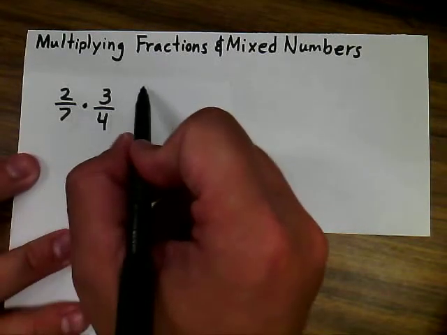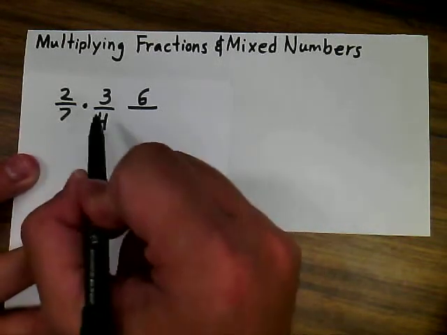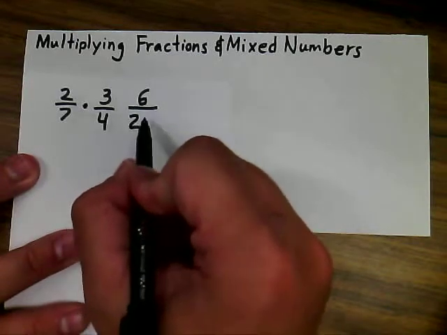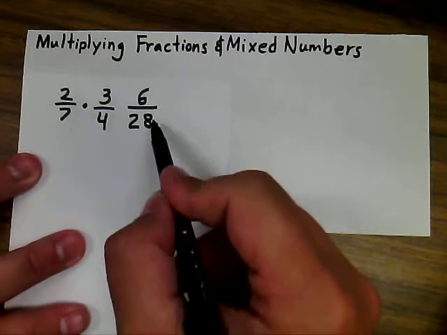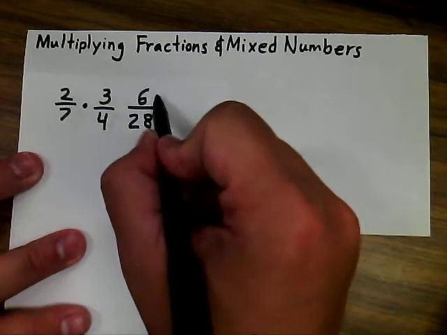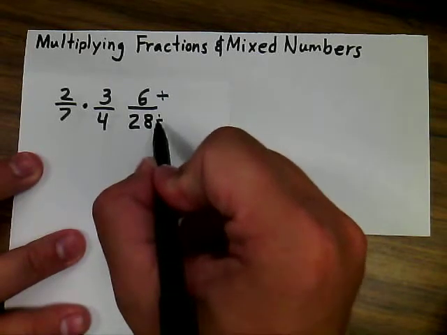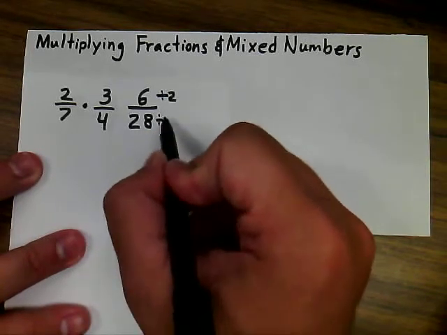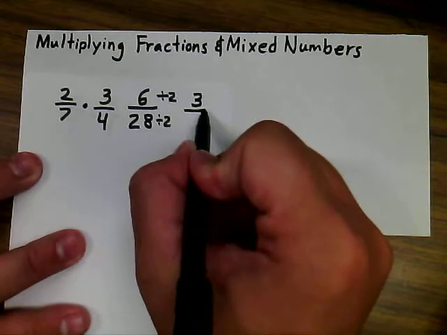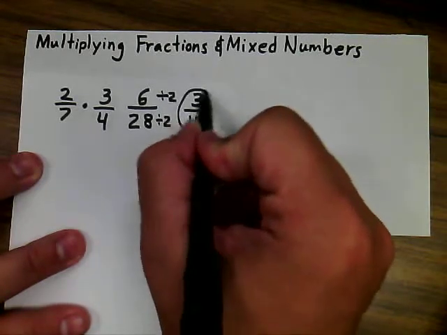2 times 3 is 6. 7 times 4 is 28. Now in this case, 6 and 28 both share the common factor 2. So by dividing both the numerator and denominator by 2, we get our answer in lowest terms.